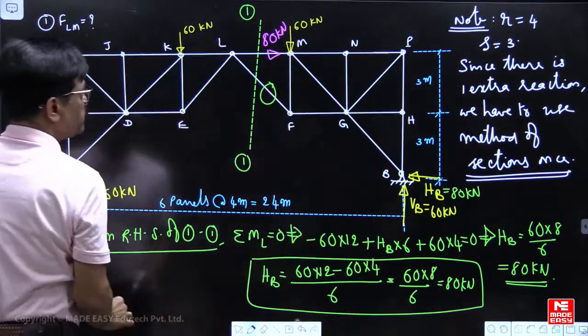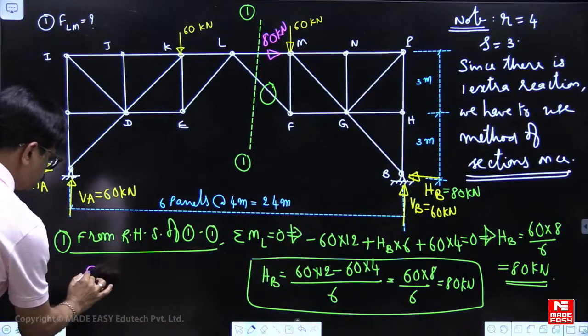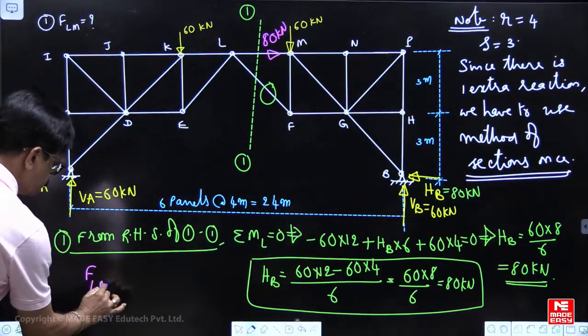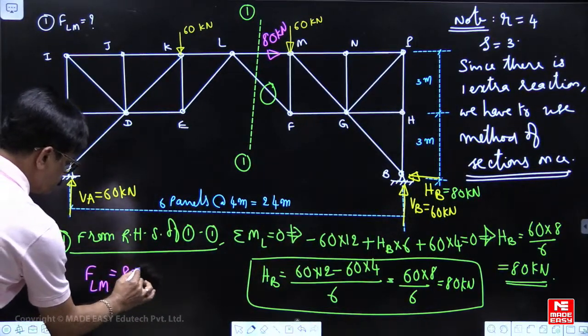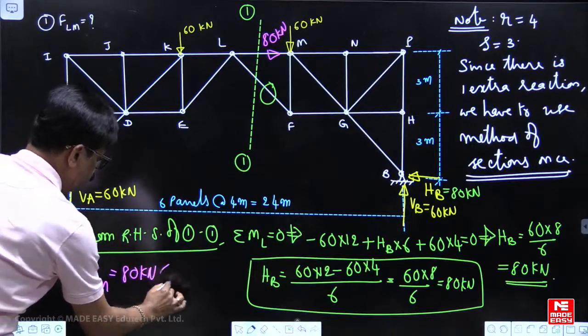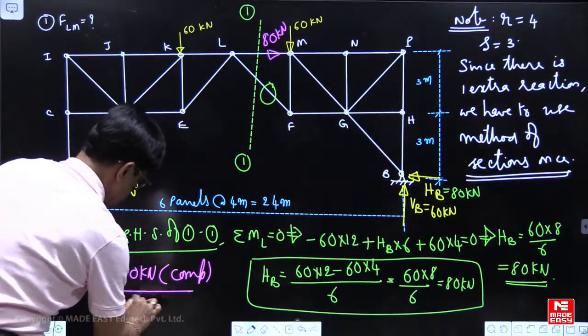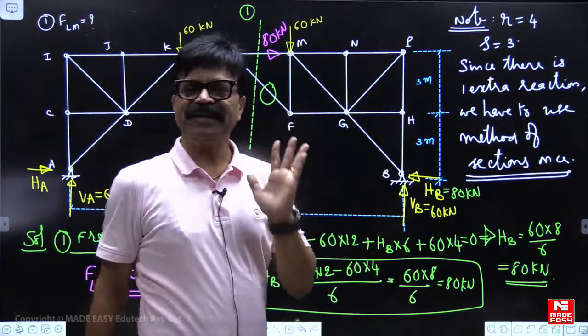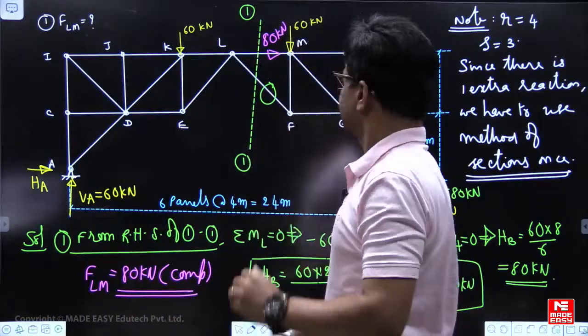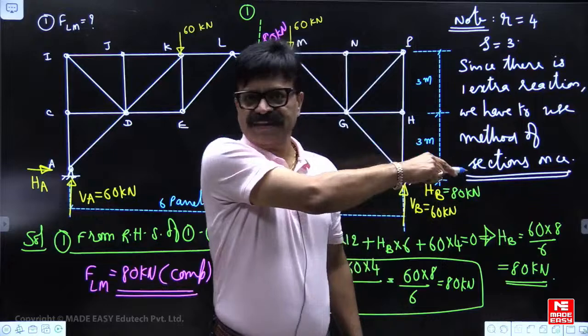So force in the member LM: 80 kilonewton compression. So our 1 minute time is exhausted. This is only the story, the line of thinking.